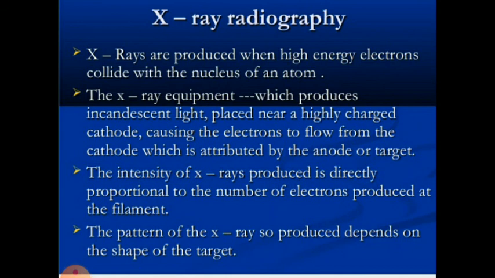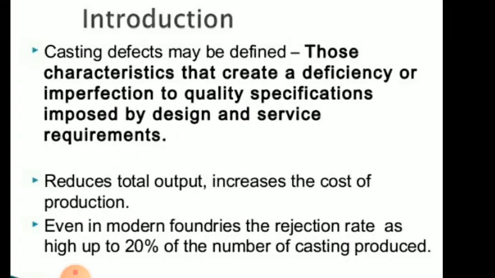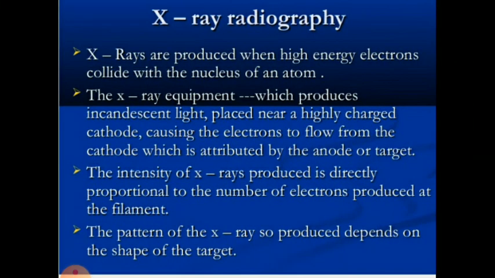Next is X-ray radiography. In radiographic inspection, X-rays or gamma rays are used for inspecting internal defects of a casting. The rays are passed through the test piece and the intensity of the transmitted rays is recorded on a photographic film. The internal cracks or defects will appear on the film as darker areas. So this is regarding all the defects.